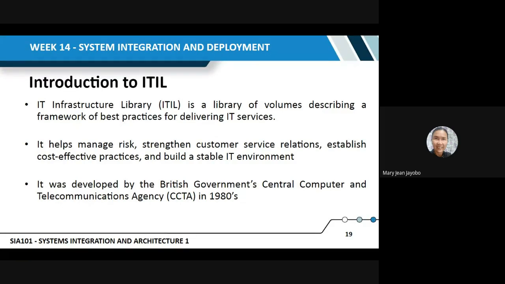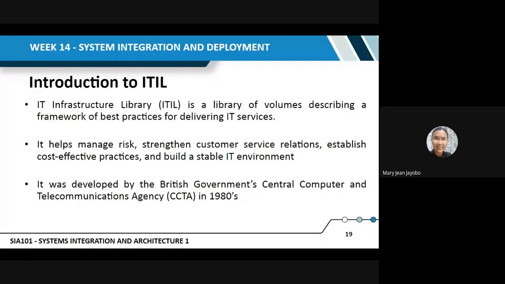So, yung ITIL was developed by the British government's Central Computer and Telecommunications Agency during the 1980s. So, it at first consisted of more than 30 books developed and released over time that codified best practices in information technology. So if you want to know more about this, to make you adept, or kumbaga, parang updated about the technology, so you can search for the ITIL.